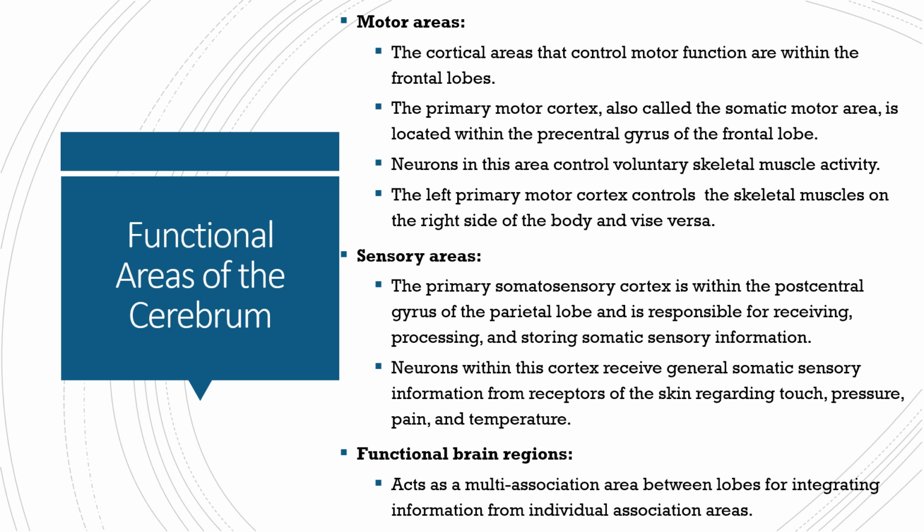Positioned in the frontal lobes, the cortical regions dedicated to motor function govern voluntary movement and muscle control. Nestled within the precentral gyrus of the frontal lobe, the primary motor cortex, or somatic motor area, orchestrates voluntary skeletal muscle activity. Neurons here execute commands for movement initiation and coordination.